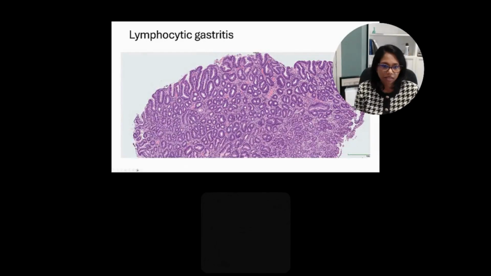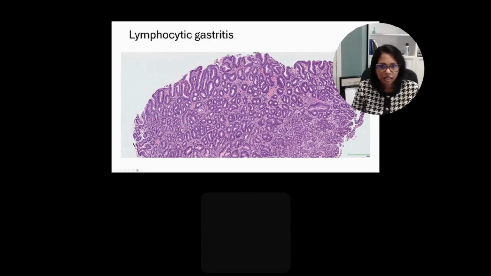And this is an example of lymphocytic gastritis. In fact, in this case, the patient also had celiac disease in the duodenal biopsy within the endoscopic sample. So it was very helpful to just say, this is compatible with it, given the history of celiac disease.